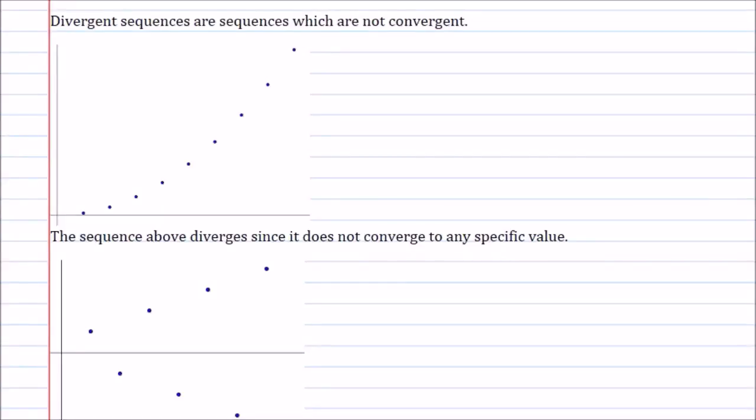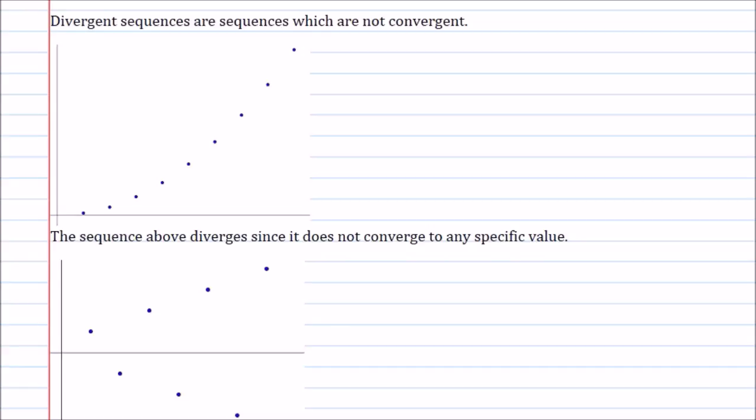Hi, in this lesson, we'll be looking at divergent sequences. Now, divergent sequences are simply sequences which are not convergent. In other words, they do not tend towards a specific value.